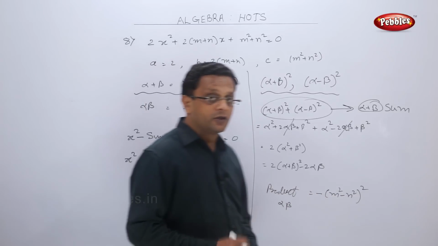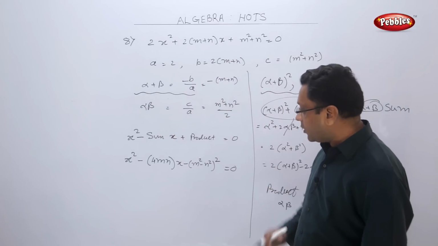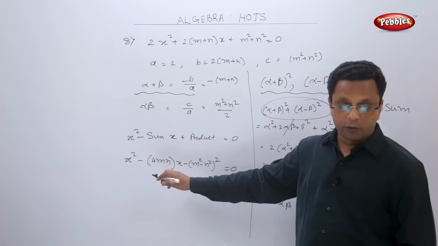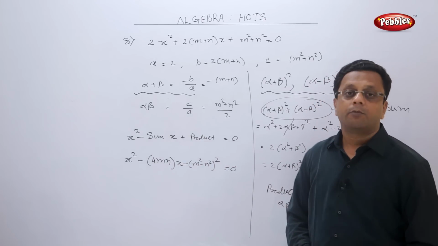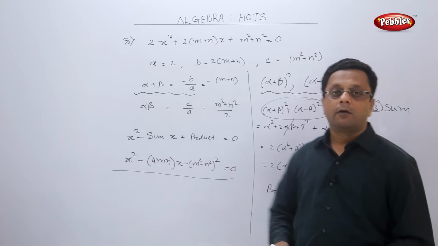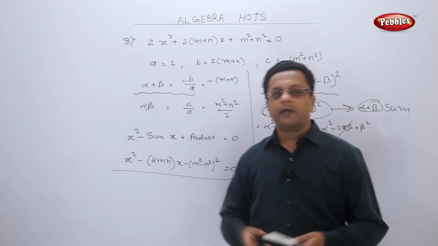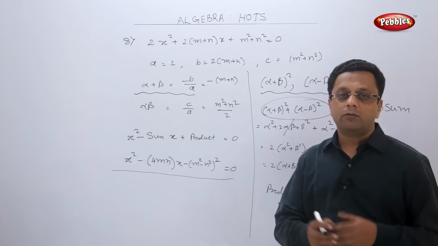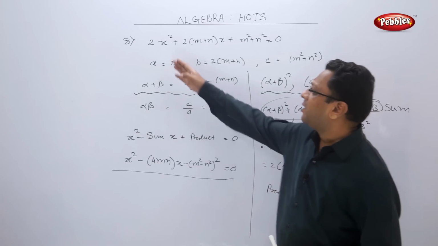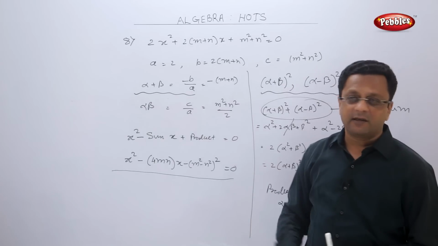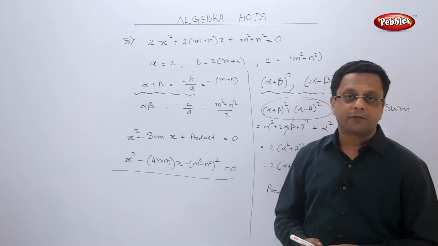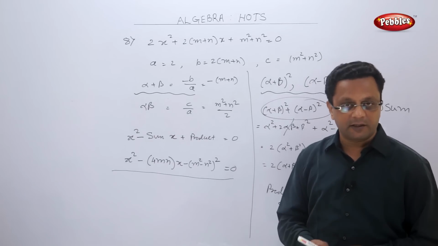So the final required equation will be x square minus sum of the roots into x plus product of the roots. So this is your required equation. Very easy. Only they are trying to make some illusions. They are making something complicated, that alpha beta are here, alpha beta are here also, then plus m and n are there. So don't get confused, it's just mathematics.